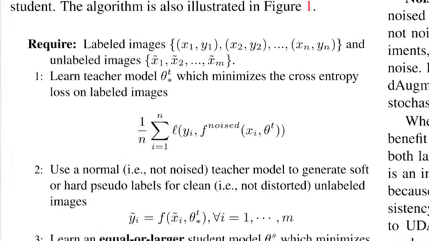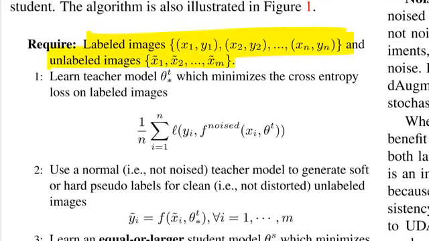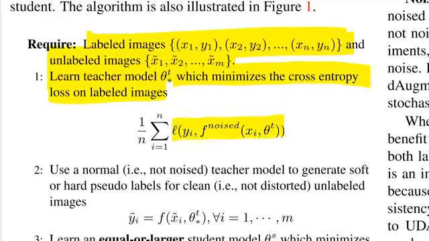So here's the algorithm written down. You require labeled images right here and unlabeled images, which are the ones with the tilde. So first, you learn the teacher model, which minimizes the cross entropy on labeled images. We already know this, right? This is the label, this is the image according to the label, and you train the teacher model, which is this thing here. And you can see here, noised. So already in the teacher training process, you want to introduce this noise, you want to introduce these data augmentations. These are, as I said, standard techniques to make models more robust and therefore more generalizable.